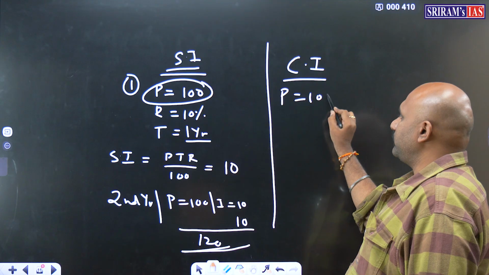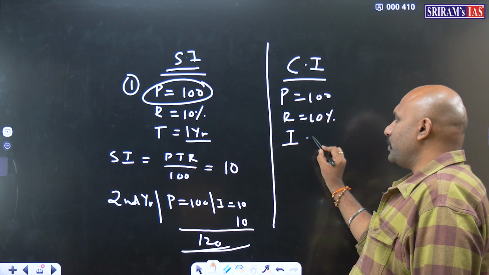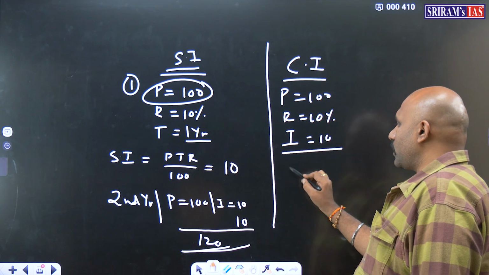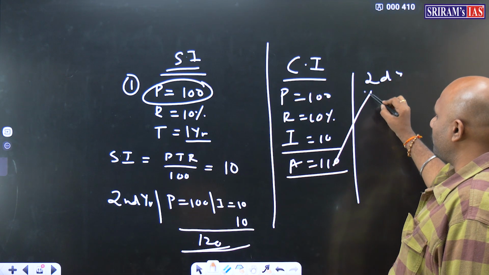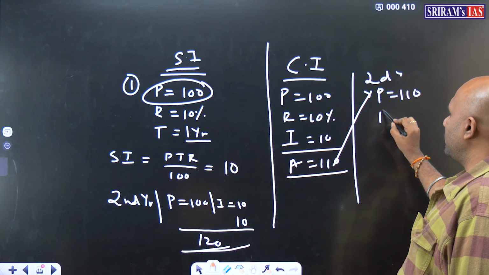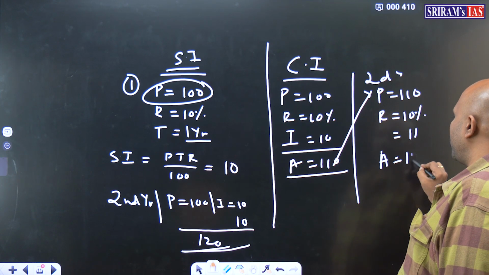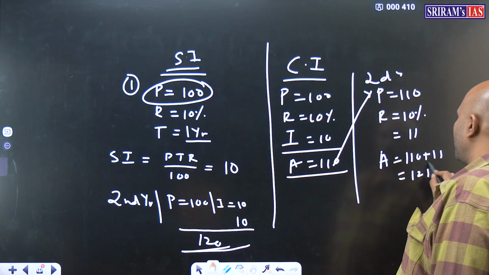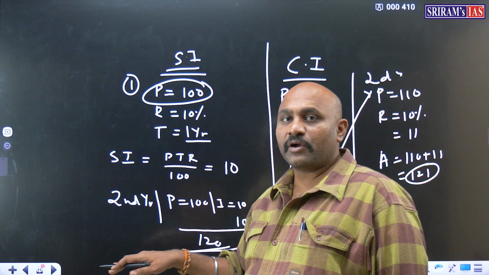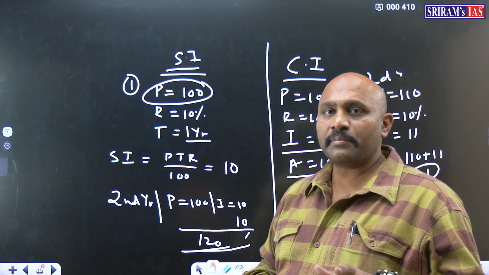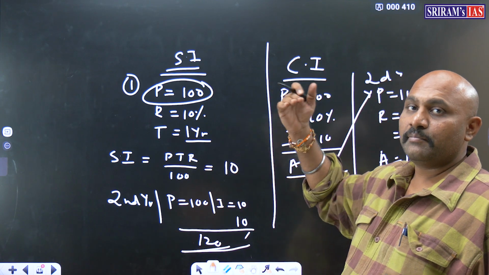If you take principal as 100 and rate of interest as 10%, the interest accumulated for the first year is 10 rupees, so the total amount you get is 110. But for the second year, this amount becomes the principal. So the principal is 110 at 10%, that means 11 rupees. So the amount accumulated will be 110 plus 11, which is 121 rupees. So here, the interest keeps adding up. That's the basic concept. In simple interest, the principal and the interest amount remain the same, but in compound interest, it multiplies.